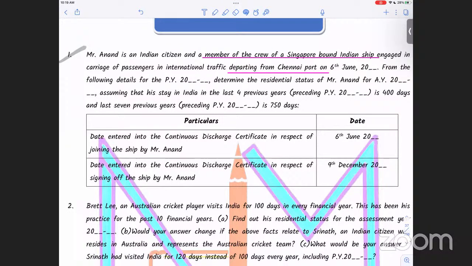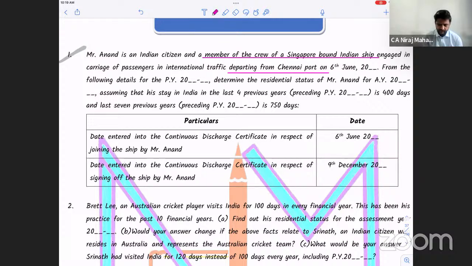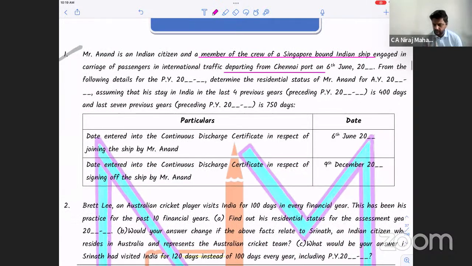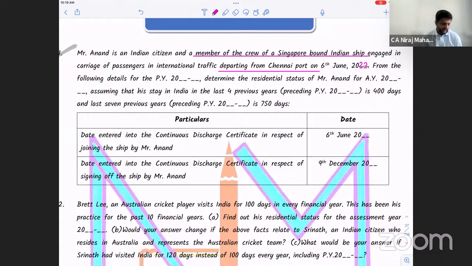Eligible, sir. It is an eligible voyage. Departing, meaning going, on 6th June 22. Wherever a dash is given, we have to talk about the current year. For the following details of the current year 22-23, determine the residential status of Mr. Anand for AY 23-24, assuming that his stay in India in the last 4 years preceding the current year 22-23 is 400 days, and in the last 7 years preceding the current year 22-23 is 750 days. Preceding means before, correct?